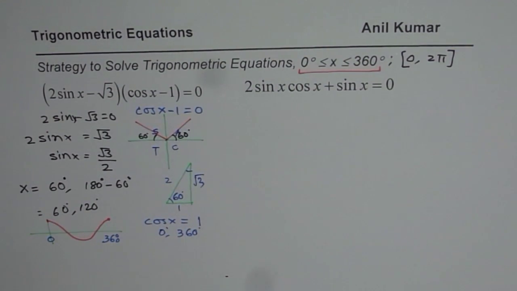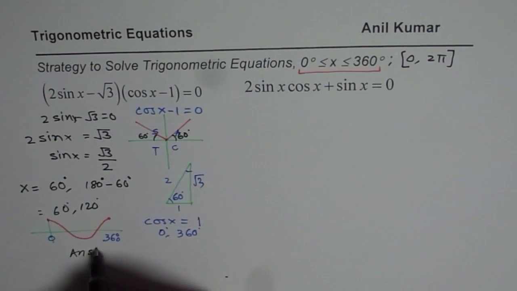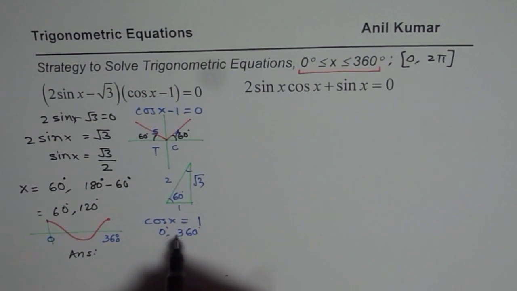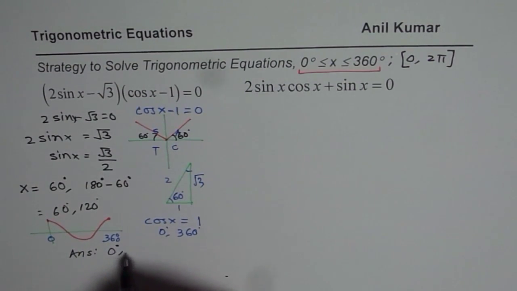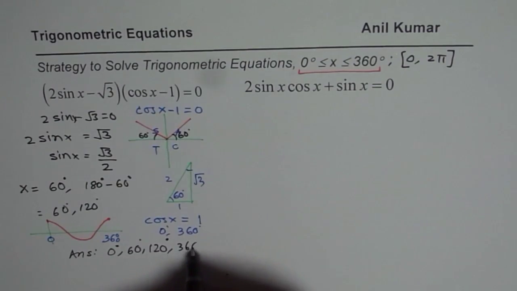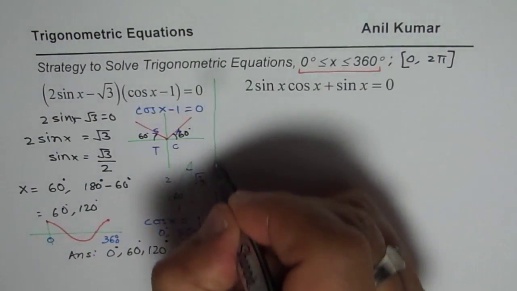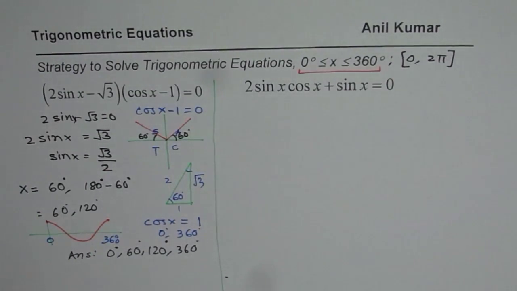So that gives us all possible solutions for the given equation. Our answer will be a combination of these two. So we'll combine all these answers: 0 degrees, 60 degrees, 120 degrees and 360 degrees are the solutions for the given equation. So that is how you should be doing it. Let's do the next one.